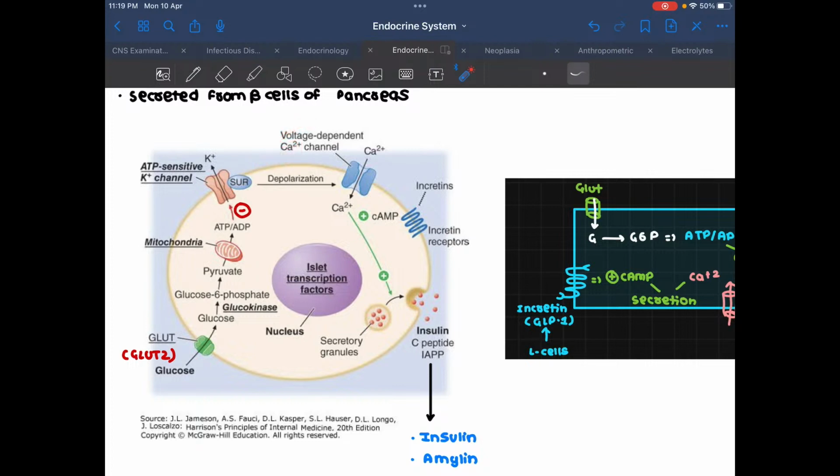So whenever this ATP sensitive potassium channel actually closes, potassium is not going to leak outside. So whenever potassium is not going to leak outside, what's going to happen? Potassium is going to build up inside. Whenever potassium is going to build up inside, what's that going to lead to? That's going to depolarize the membrane. And we know whenever the depolarization of membrane occurs, we have voltage dependent calcium channels opening up. So now the calcium comes inside.